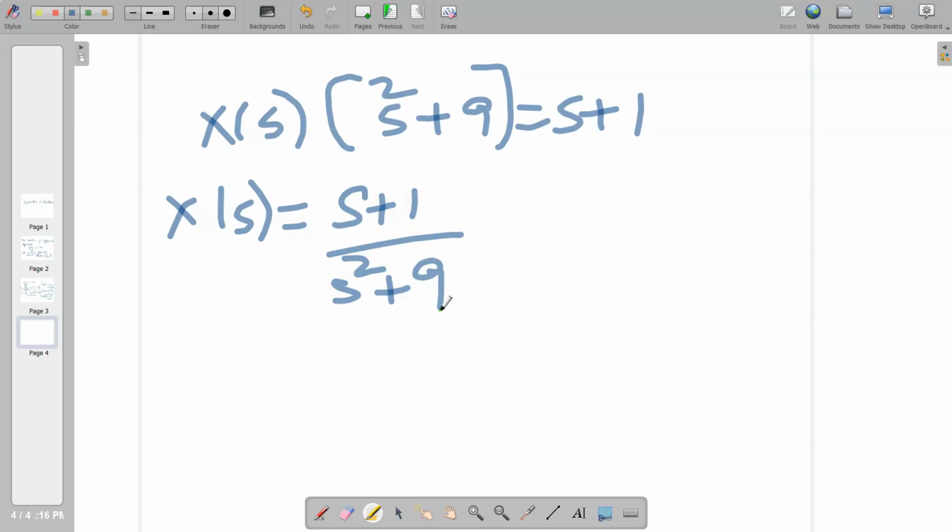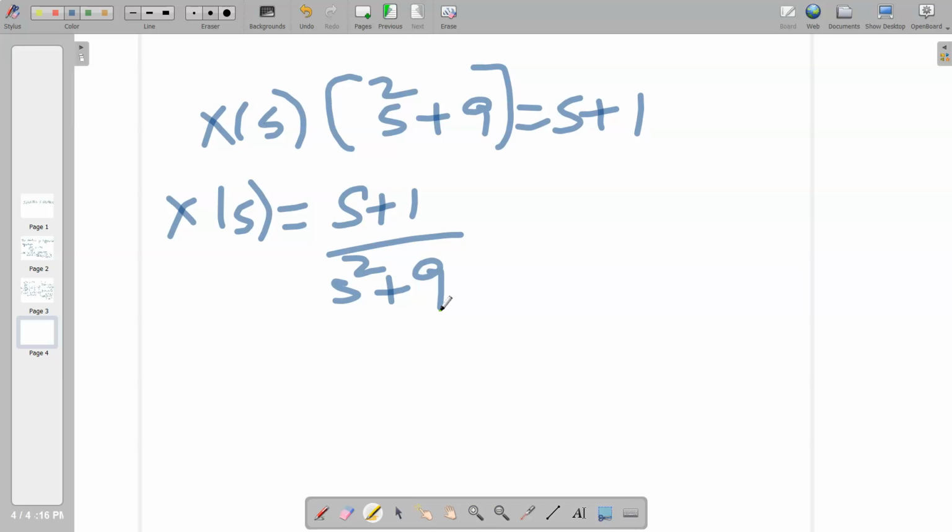Here I cannot apply any partial fractions, because I have only one term, which is s square plus 9. So, let us think about the formulas for the inverse Laplace transformation.